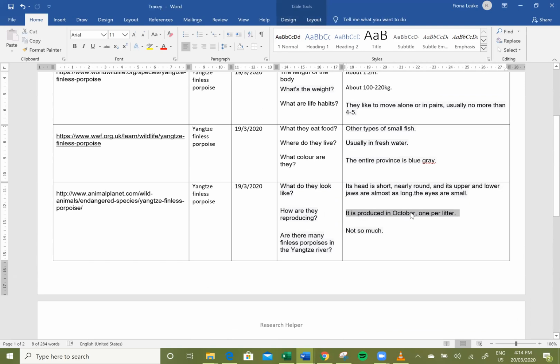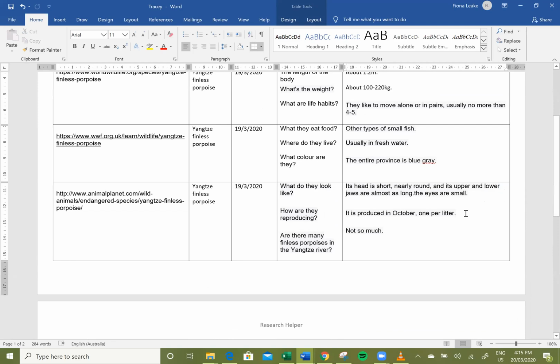So it is produced in October, 1 per litre. So reproducing, again, I need more information. So you're saying that how long are they pregnant for? They only give birth, it seems, in October, and 1 per litre. I'm sure you don't know what that means, which is because you copied and pasted this.